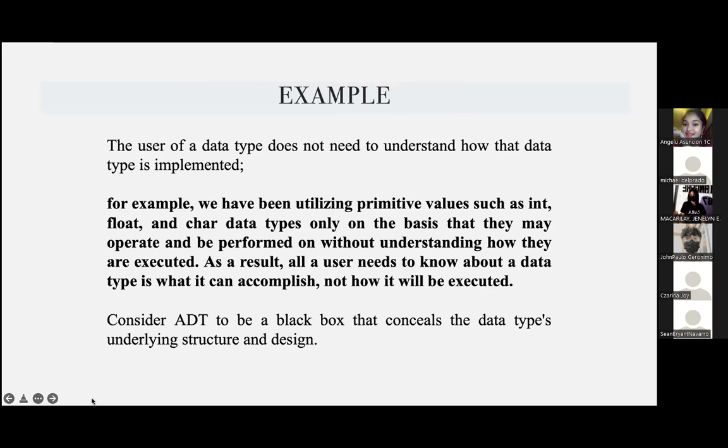For example, the user of a data type does not need to understand how that data type is implemented. We have been utilizing primitive values such as int, float, and char data types only on the basis that they may be operated on and performed without understanding how they are executed. As a result, all a user needs to know about the data types is what it can accomplish, not how it will be executed. Consider ADT to be a black box that contains the data types, underlying structure, and design.